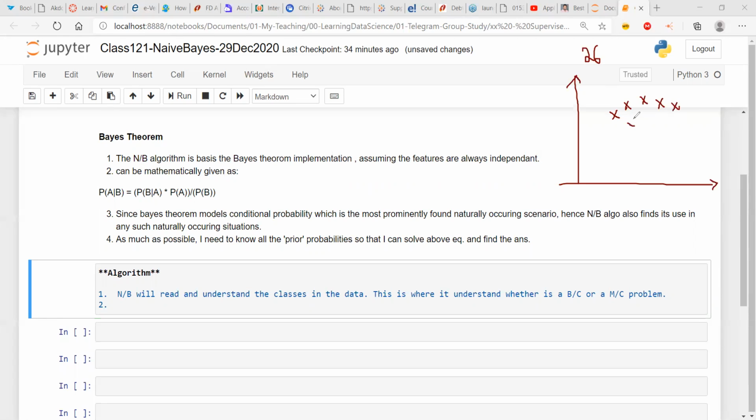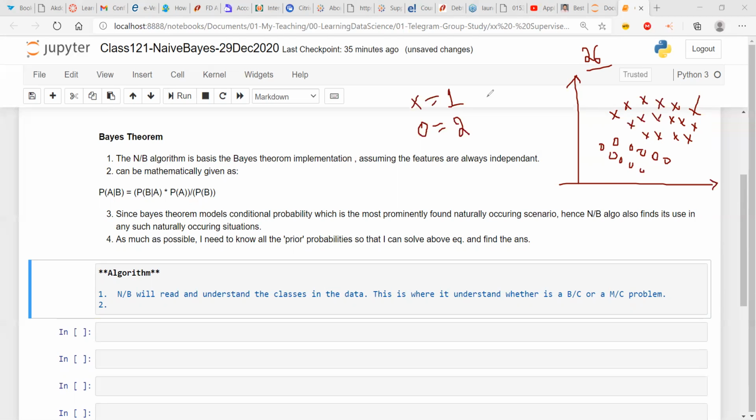So let's say 5, 6, 7, 8, 9, 10, 11, 12, 13, 14, 15, and 16. This cross marks belong to class 1, and let's say this zero mark belongs to class 2, right? And the zero mark has only 10 data points, obviously, because I have 26 observations. So I'm just going to draw the rest of the 10 observations here.